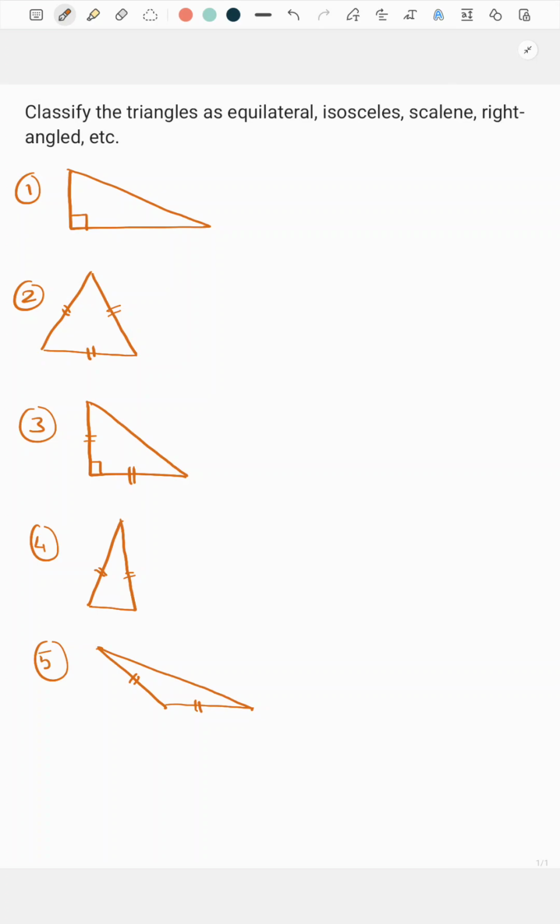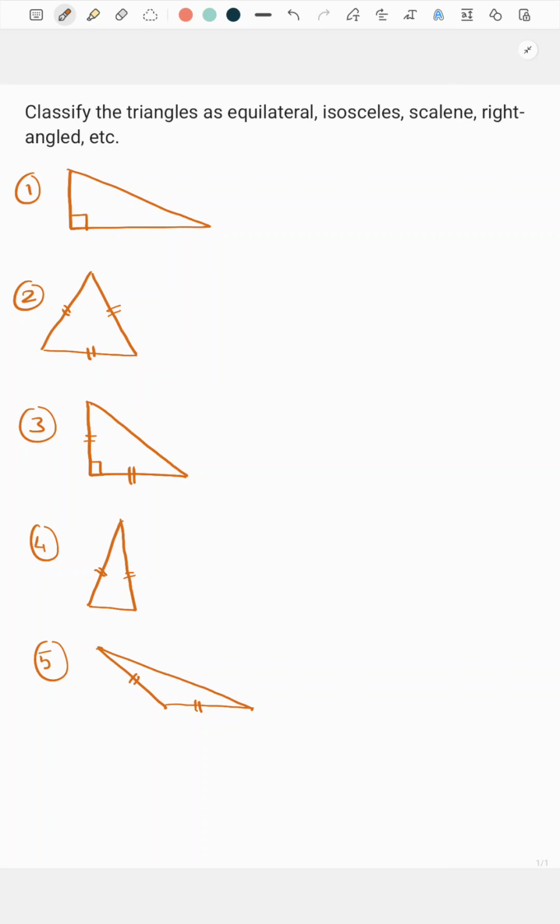Isosceles means two of the sides of this triangle are equal. Scalene means all three sides are unequal. Then there is a right angle triangle, which means that one of the angles is a right angle. An acute angle triangle means all the angles are less than the right angle. An obtuse angle triangle means one of the angles is greater than the right angle, which is 90 degrees. So let's go here one by one.